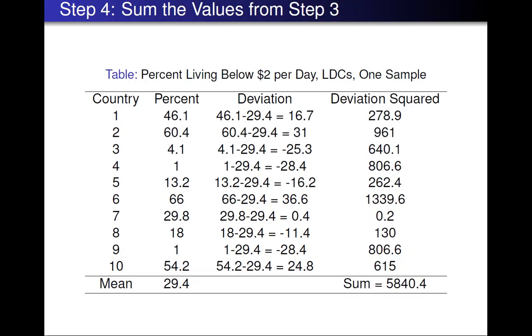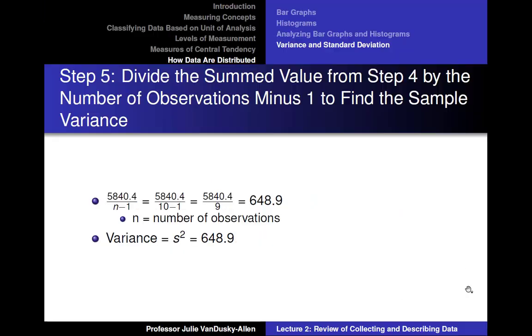Next, you add the values from step 3 together. In this case, the value is 5,840.4. Then you take the value from step 4 and divide it by the number of observations minus 1. In this case, the number of observations was 10, so 10 minus 1 is 9. So the calculation is 5840.4 divided by 9, which equals 648.9. So the variance for % living under $2 a day sample is 648.9.